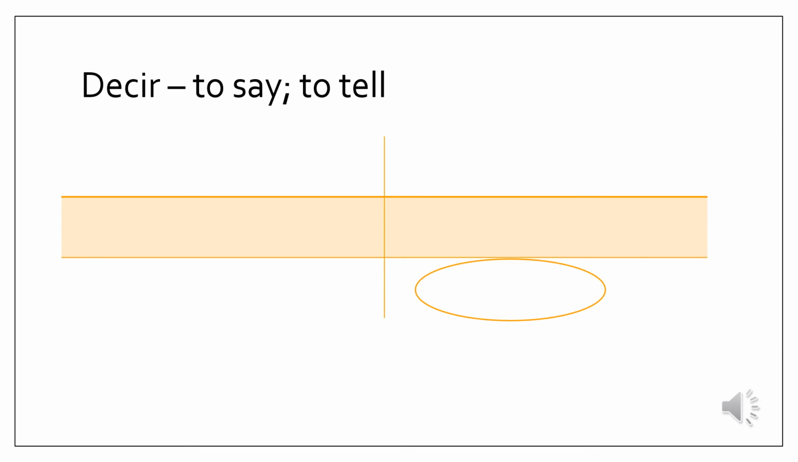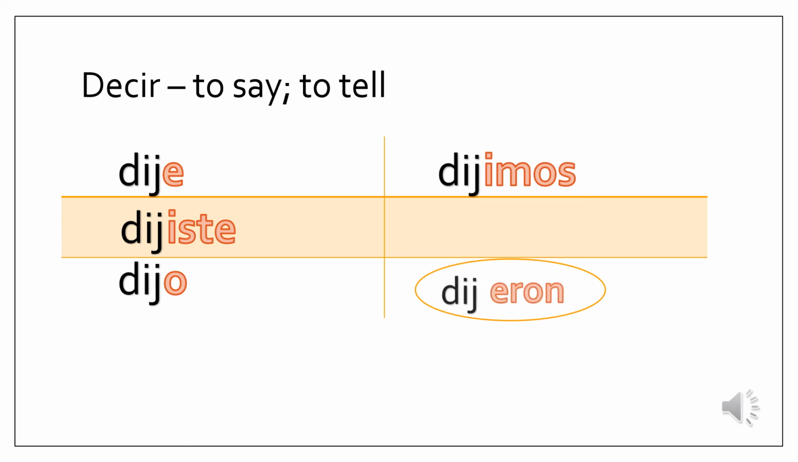So our verb decir in the preterite changes to dije, dijiste, dijo, dijimos, dijeron. So notice that we also have that I in all of our forms. But the place you want to be really careful is in the ustedes, ellos, and ellas. So if you look at dijeron, we actually dropped the I of the ending. So instead of I-E-R-O-N, we're just using E-R-O-N.